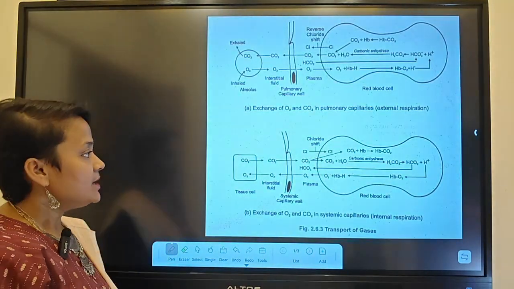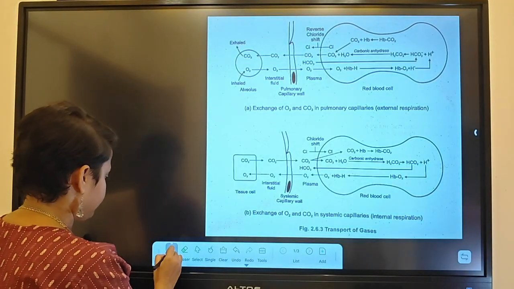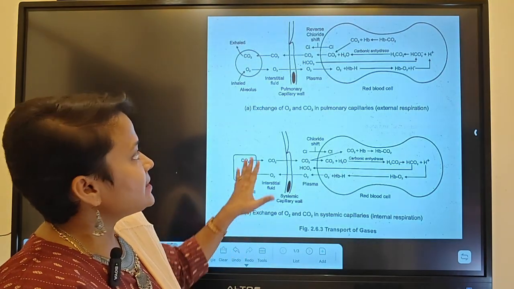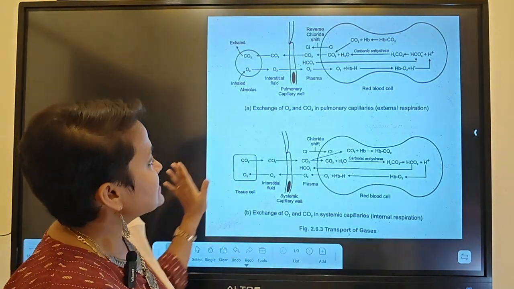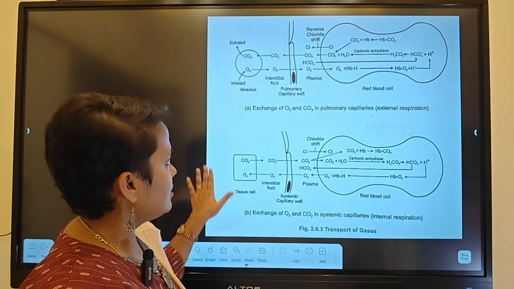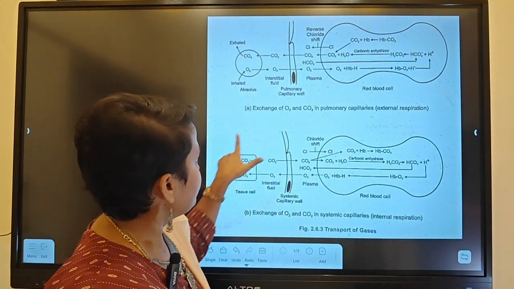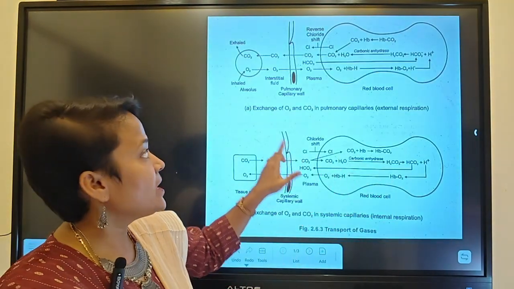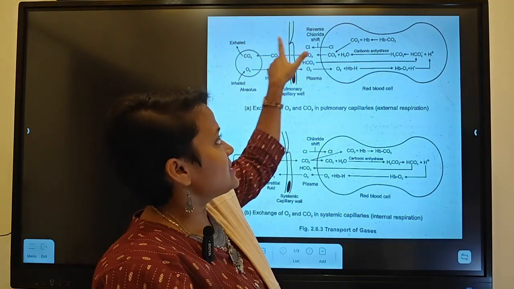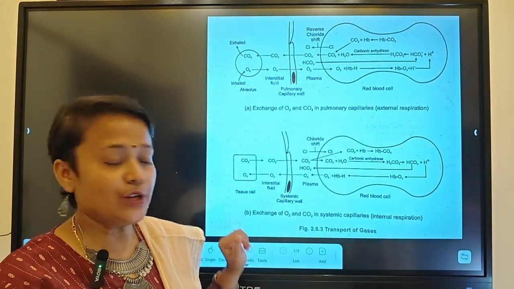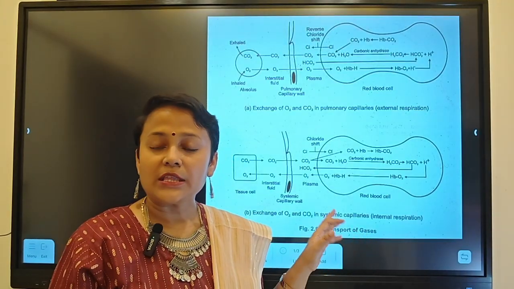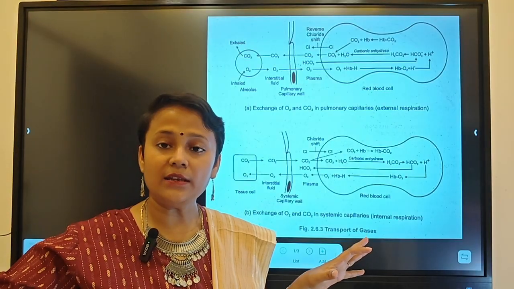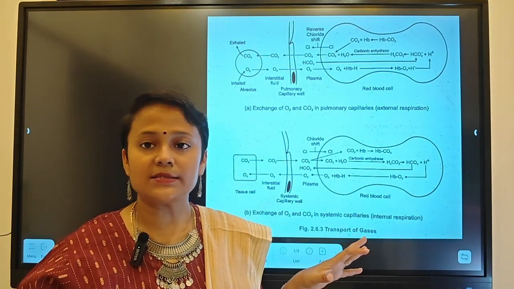Let's discuss that. Let's see the diagram first. Here there are two diagrams. This diagram will help you to understand what is happening in the tissue, and this diagram will help you to understand what is happening in the lungs. We know that in the tissue there will be production of carbon dioxide and taking in of oxygen. That is called internal respiration.